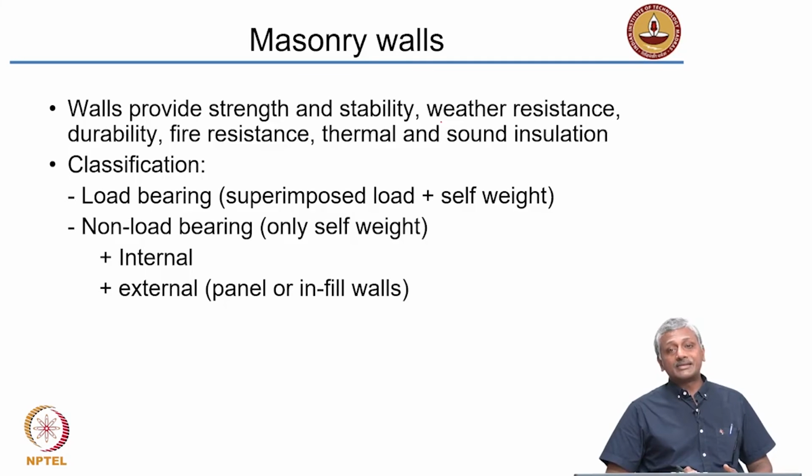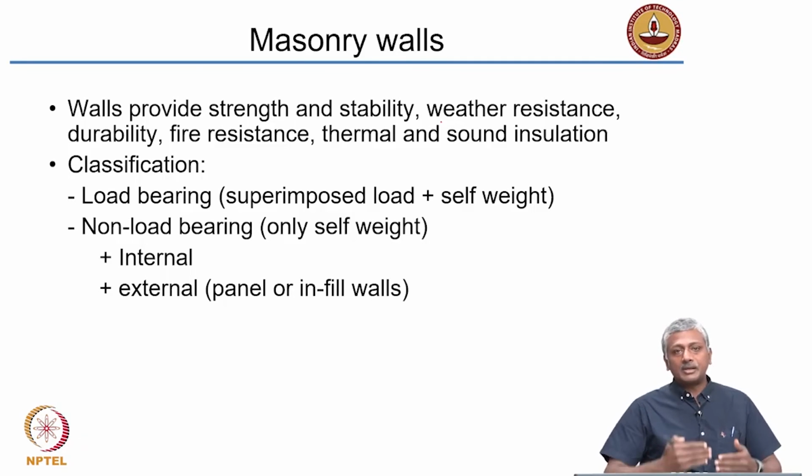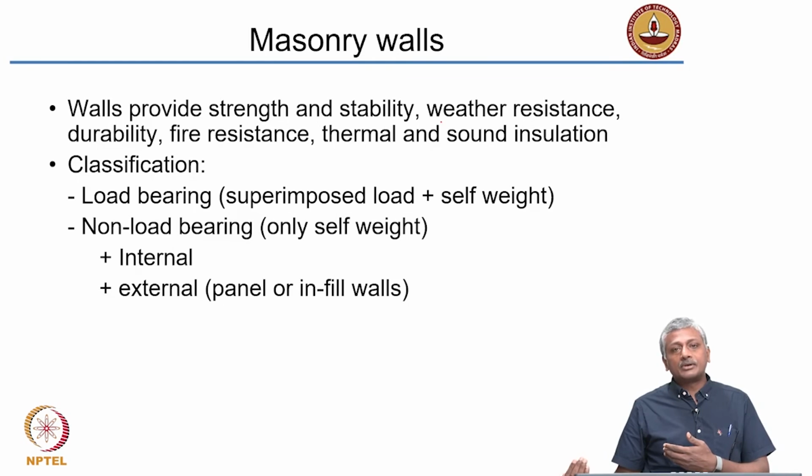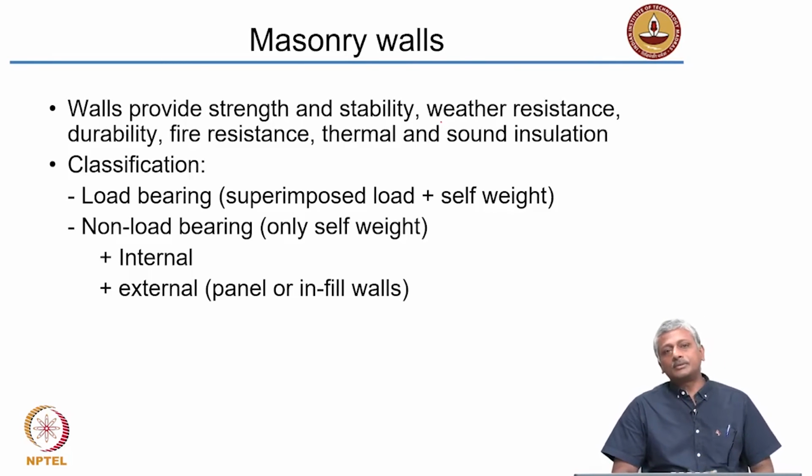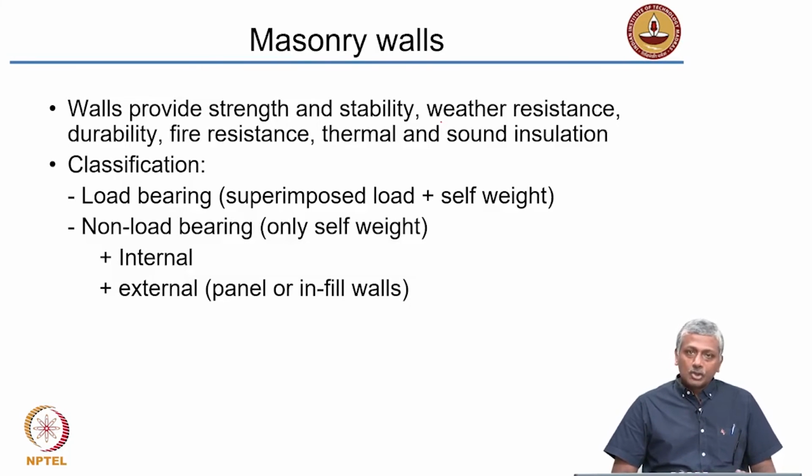Walls provide resistance from the weather because ultimately they are protecting you from what's outside. So in cold countries, this would mean that they keep the interior warm. In warm countries or in warm locations, for example, like in southern India, the walls are there to ensure that the heat from outside does not easily get into the inner part of the building, okay? Then they also provide durability to the structure, fire resistance, and thermal and sound insulation, okay?